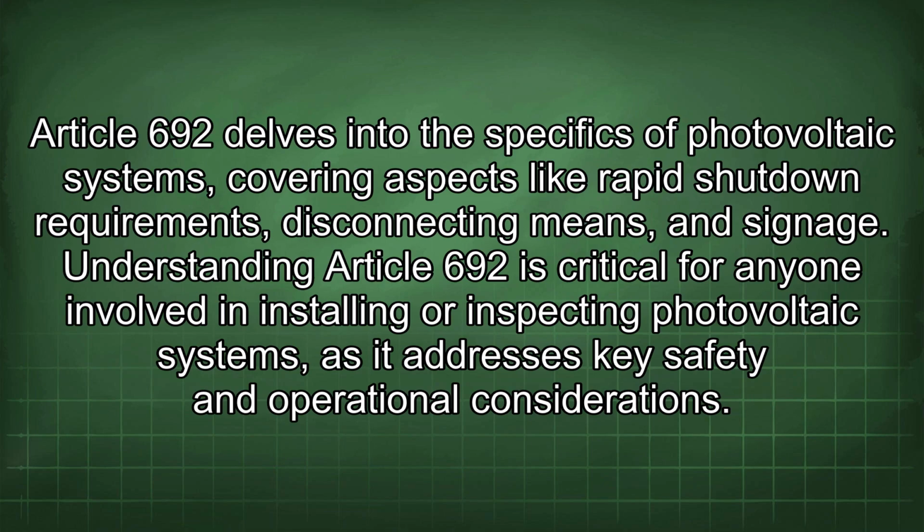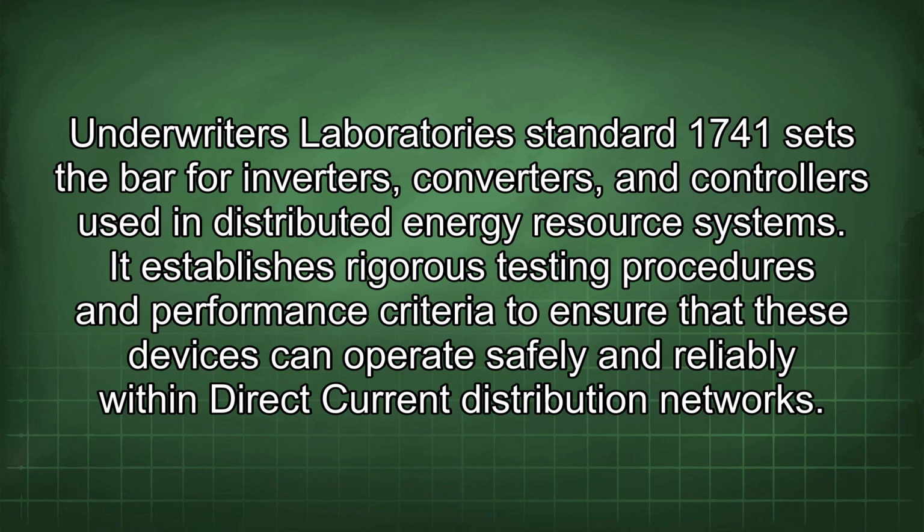Article 692 delves into the specifics of photovoltaic systems, covering aspects like rapid shutdown requirements, disconnecting means, and signage. Understanding Article 692 is critical for anyone involved in installing or inspecting photovoltaic systems, as it addresses key safety and operational considerations. Underwriters Laboratories Standard 1741 sets the bar for inverters, converters, and controllers used in distributed energy resource systems.